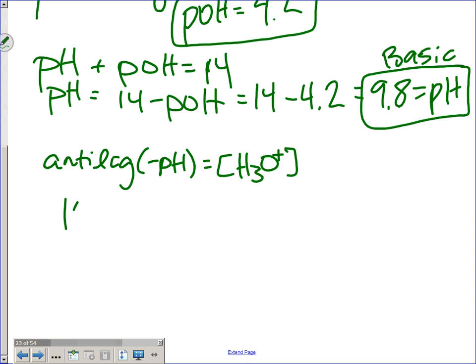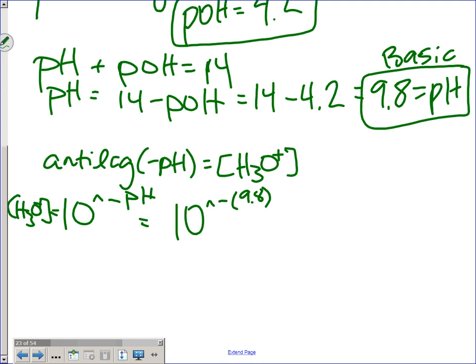This means 10 carat negative pH is equal to hydronium concentration. That's what it means to put in your calculator. So I'm going to put in my calculator 10 carat negative 9.8 because that's what my pH is. And tell me what you get. Carson? Do I put the 10? Put the 10 carat negative 9.8.